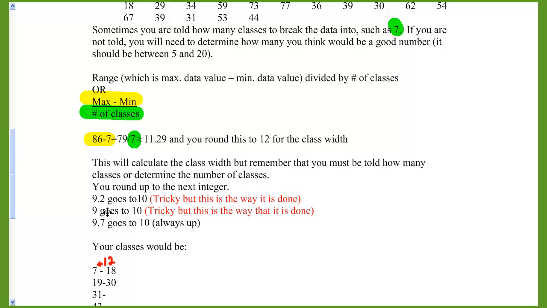This can kind of be tricky because 9.2 would go to 10. If you have a whole number 9, that also goes to 10. And if you have 9.7, that also goes to 10. So all 3 of these numbers go up to 10. My class width here would be 12 because 11.29 would go up to 12.